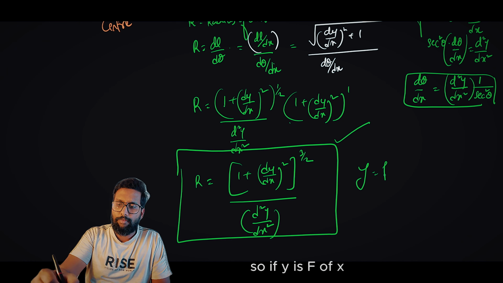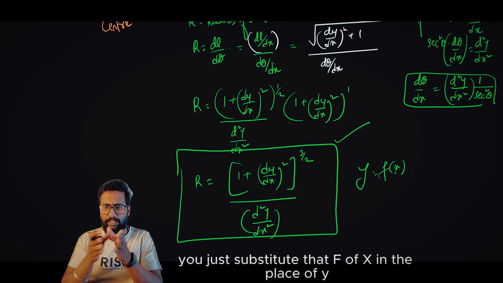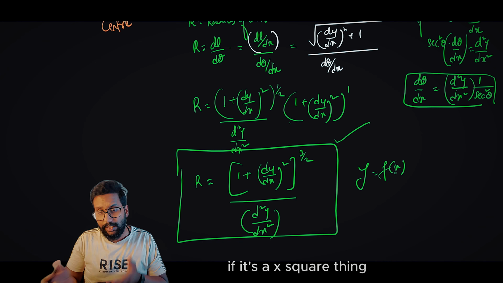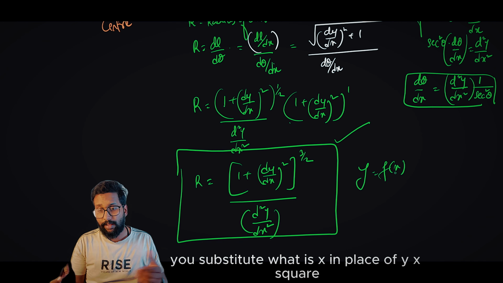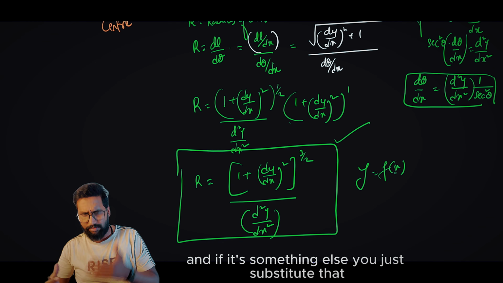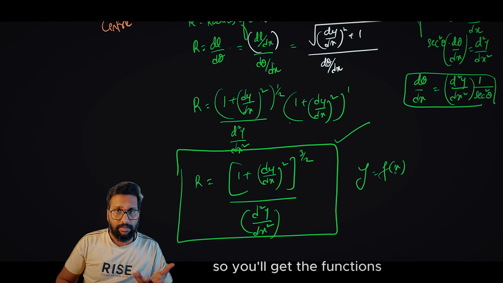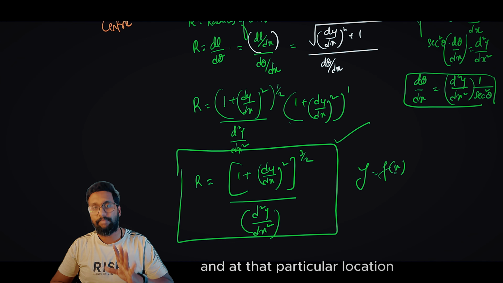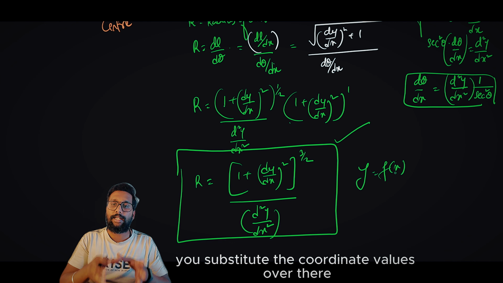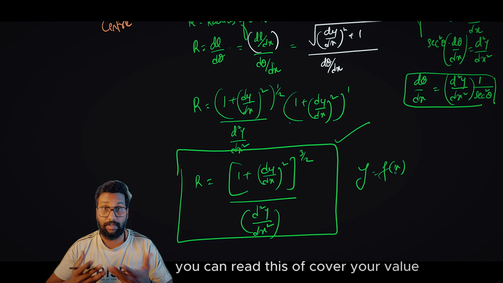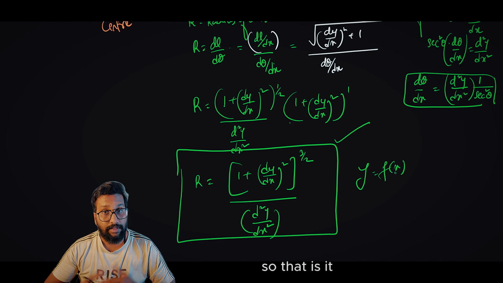If y is f of x, you just substitute the f of x in the place of y. If it's an x square thing, you substitute x square in place of y. And if it's something else, you just substitute that. So you'll get the functions. And at that particular location, wherever you're asked, substitute the coordinate values over there. You get the radius of curvature value. So that is it.